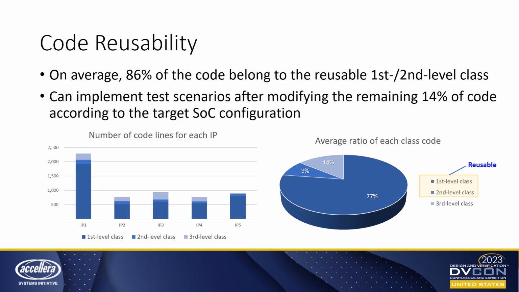This graph shows the portion of first, second, and third level code in terms of the number of code lines. Of course, the portions are a little bit different for each verification entity. However, you can see about 86% of total code lines are reused parts on average.